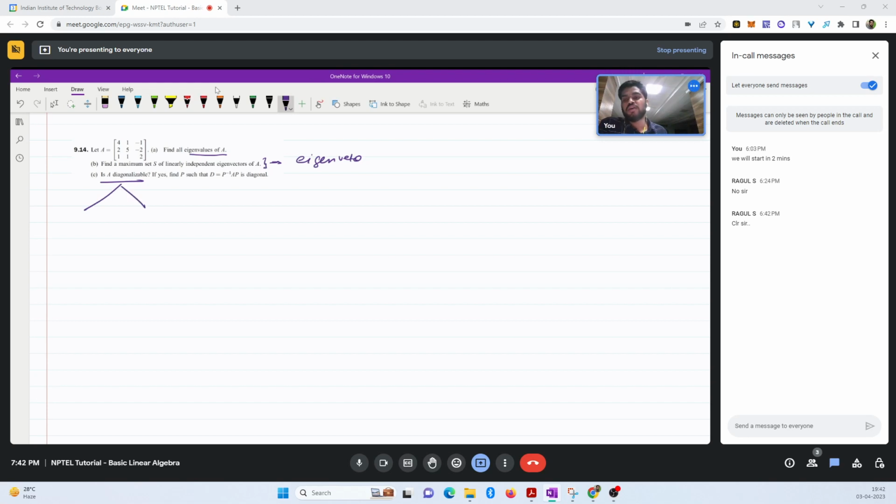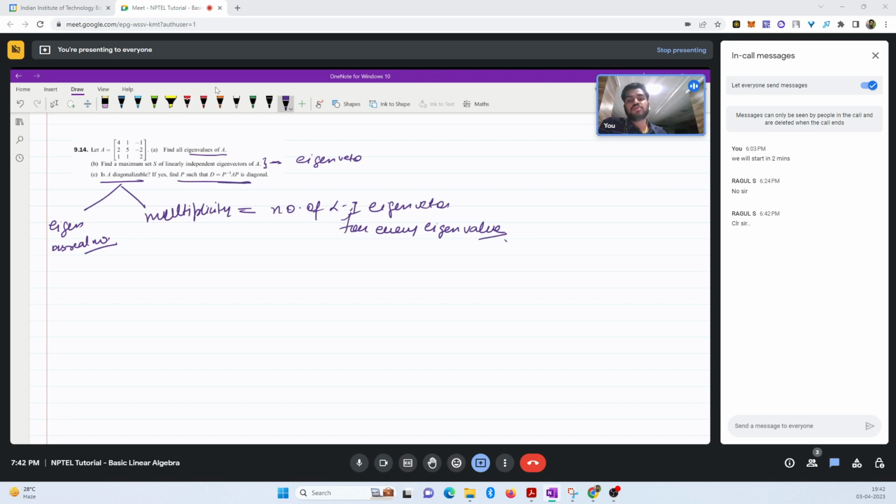That you can say if all your eigenvalues are real numbers in this case, and the multiplicity is equal to the number of linearly independent eigenvectors for every eigenvalue. Okay, and if yes, find such P such that D is equal to P inverse AP.